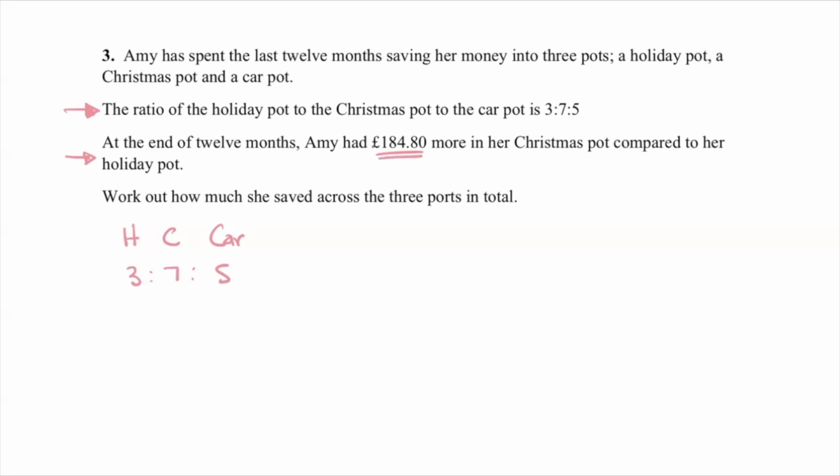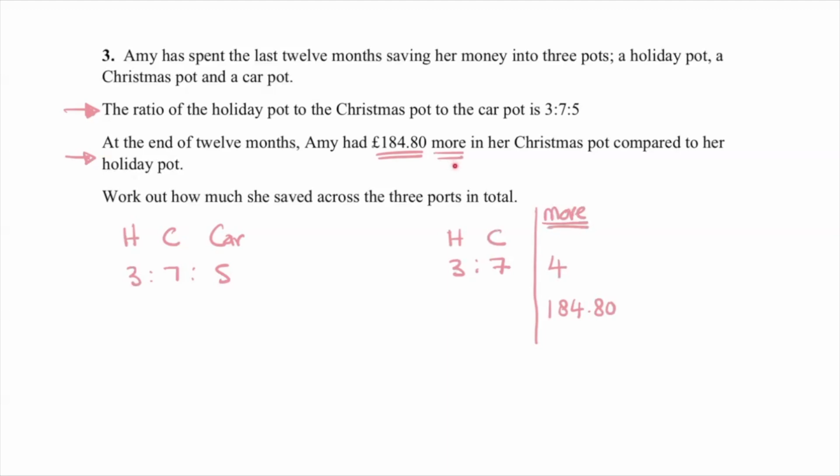So I'm going to abandon what I've just written and now rewrite it just based on the Christmas pot compared to her holiday pot. So we've got holiday and Christmas. It's still 3 to 7. She had £184.80 more in her Christmas pot. So if I look at the ratio, she's only got 4 more. The question is 184.80. So really watch out for those more or less than questions.